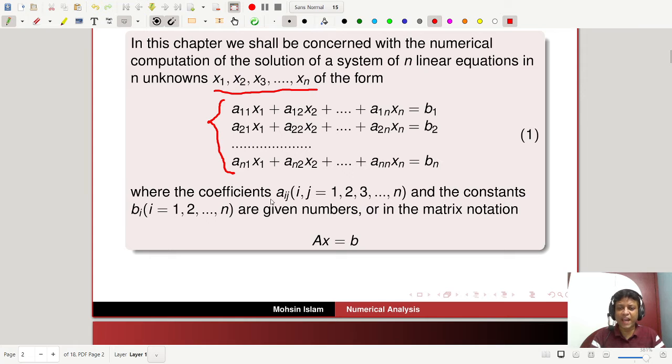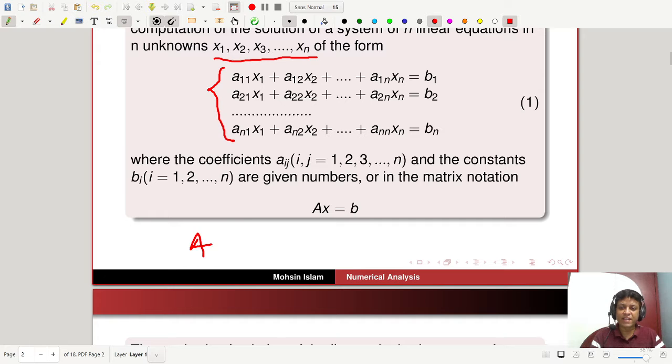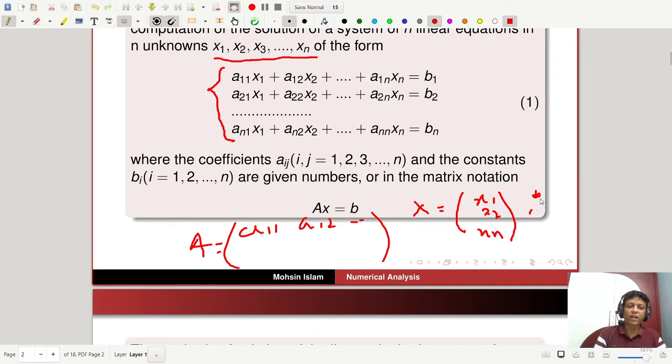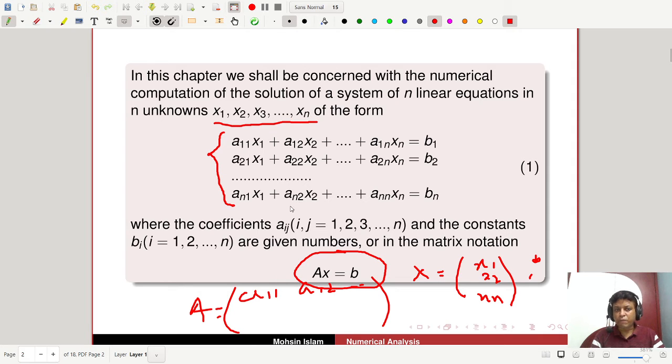If the coefficients aij, if you take the coefficient matrix A as A11, A12, etc., this is the coefficient matrix. And X is the column matrix, X1, X2, Xn. And B is the requirement, another column matrix of the given numbers. So this equation can be written as Ax equal to B. So this is the system of n linear equations in n unknowns.